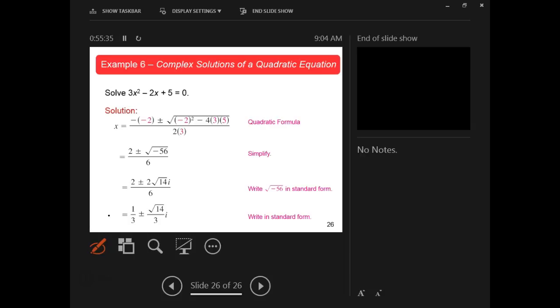And in standard form, this will be 1/3 plus or minus root 14 over 3 times i. Now that one, you can probably get away with the i there. It's a lot clearer: the square root of 14 over 3 times i. I still like to put it in front, because when I'm reading, I say i times root 14 over 3. There's no ambiguity.